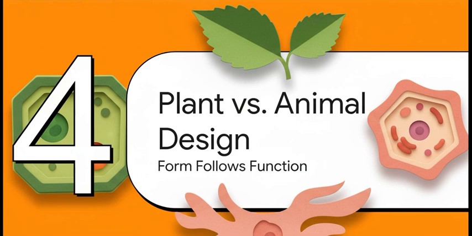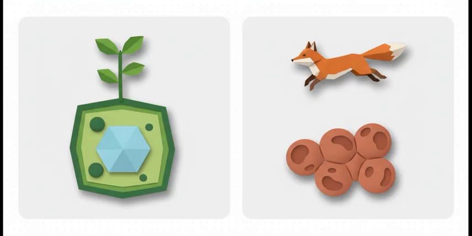Now, it's really important to remember that not all life is built the same way. And that brings us to plant versus animal design. The way a plant cell is built is actually pretty different from an animal cell, and there's some really good reasons why. And this comparison right here really shows off a core idea in biology.